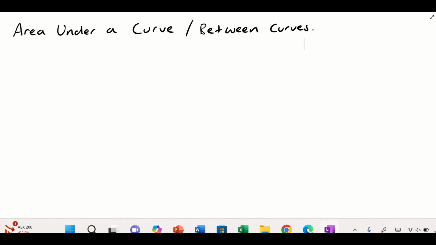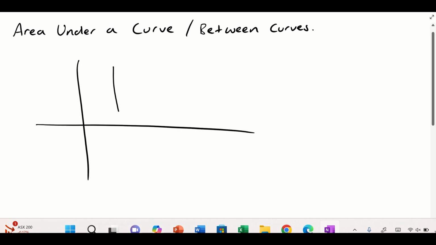So here we're going to have a look at calculating the area underneath curves or even between curves. And this is where the definite integral stuff we did in the last video is going to be really important. So if I take a look at just a quadratic, it might look something like this, and it's got a root here at 1 and a root here at 4. And I'm asked to calculate this area between the curve and the x-axis.